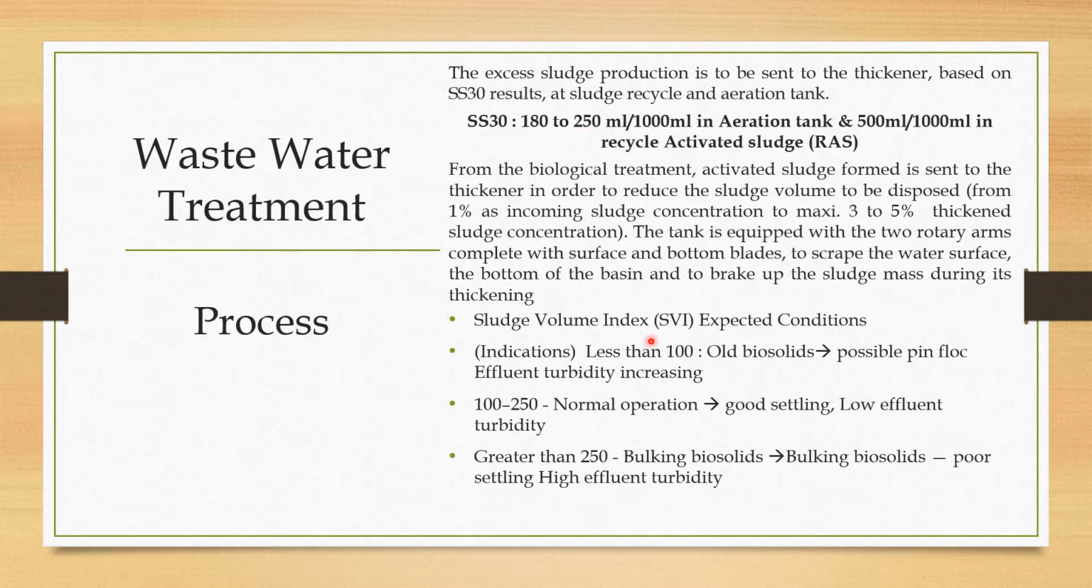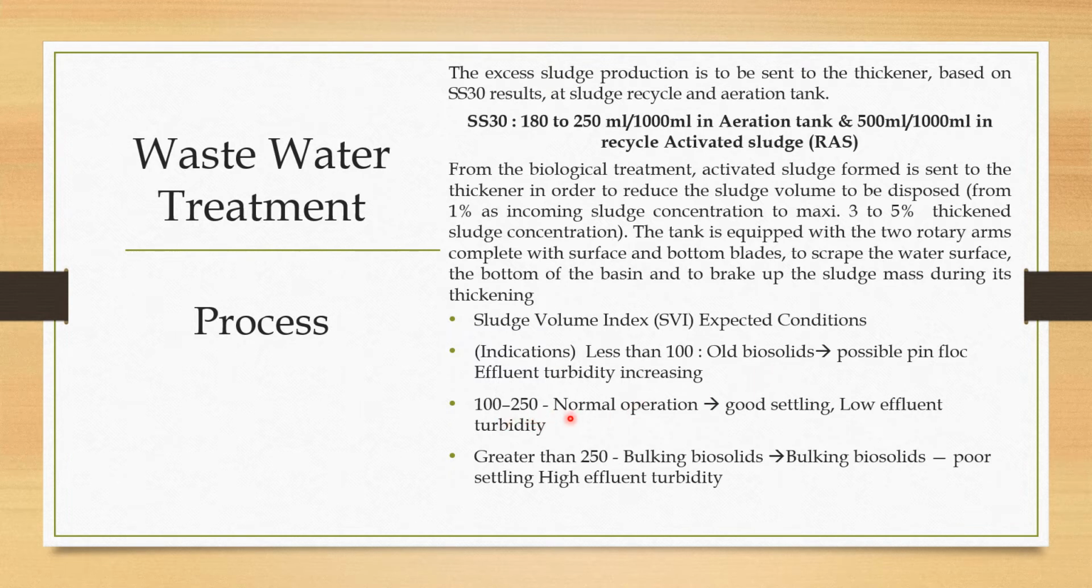Now we can see the sludge volume index expected condition. If it is less than 100, then it is old biosolids. Possible pin floc, and effluent turbidity will increase. That means BOD and TSS are increasing, so biosolid or activated sludge growth is less.